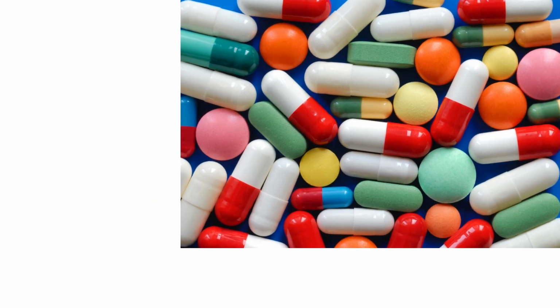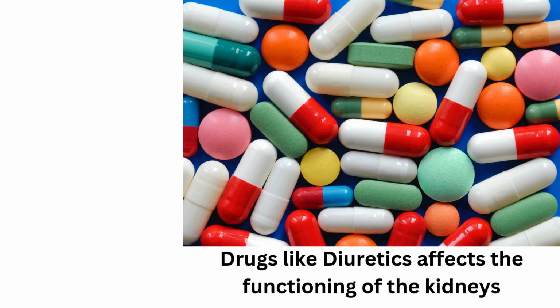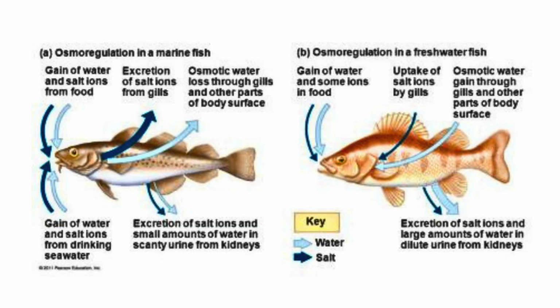Drugs is another thing that affects the kidneys. Most drugs taken by human beings affect the functioning of the kidney. Among the essential drugs which affect the kidneys are diuretics. Diuretics are drugs that are usually taken in patients having diuresis to get rid of excess water out of the body. Another factor that affects the kidney is the habitat of the organisms.